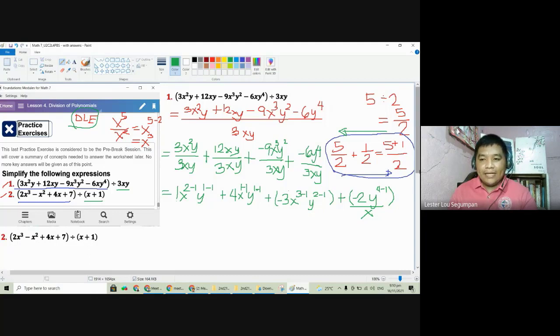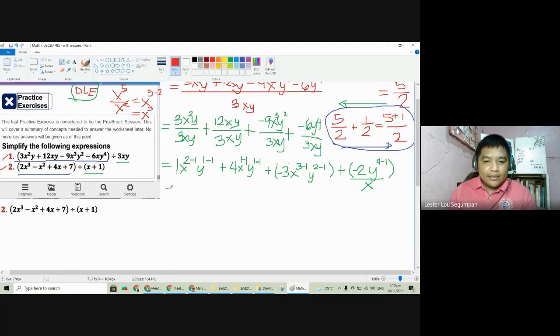Okay. And for the next step, apply the necessary steps. So the 1 is no longer written here. x 2 minus 1 is 1, so it's like that. y to the power of 0 plus 4 x to the power of 0 y to the power of 0 plus negative 3 x squared y to the power of 1. Now, let me write 1 here, plus negative 2 y cubed all over x on the denominator. Okay?